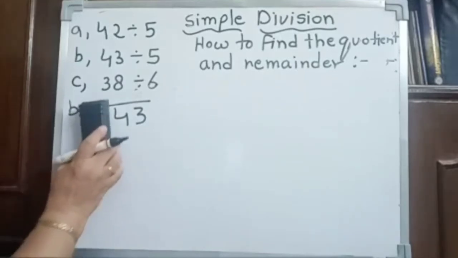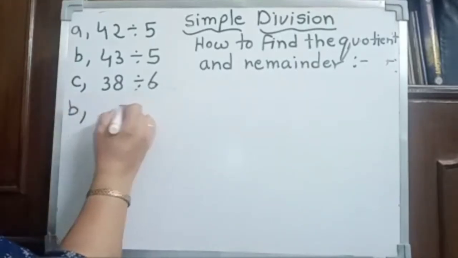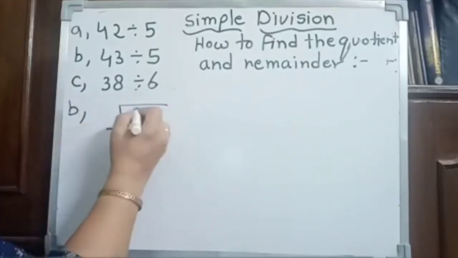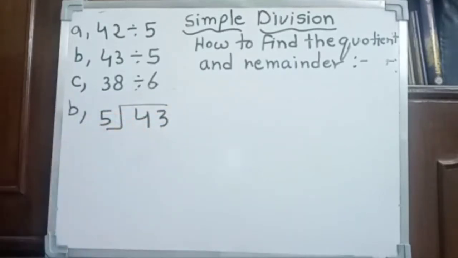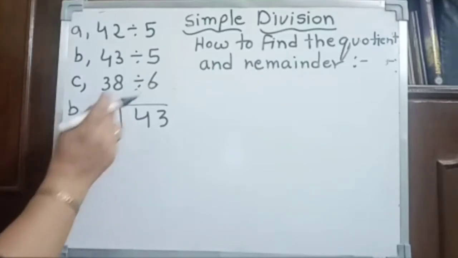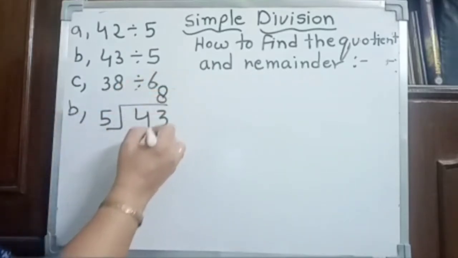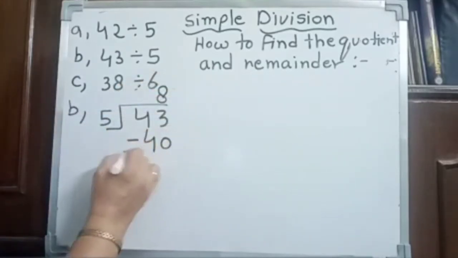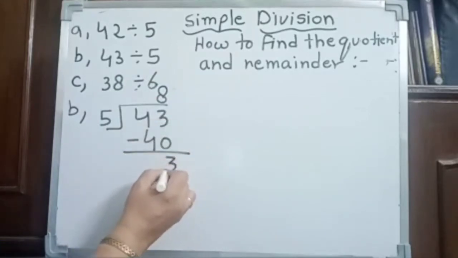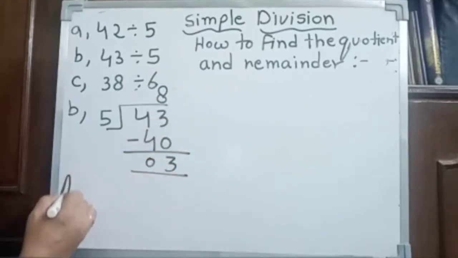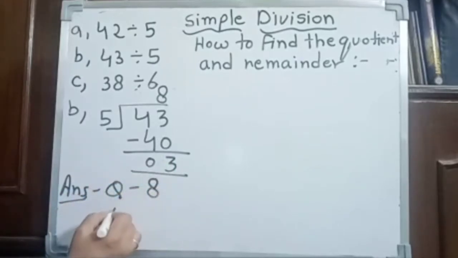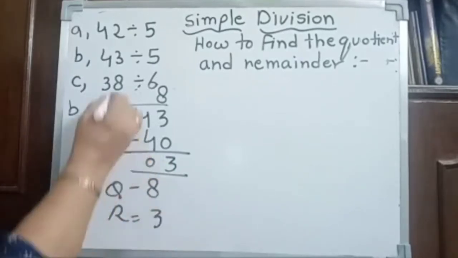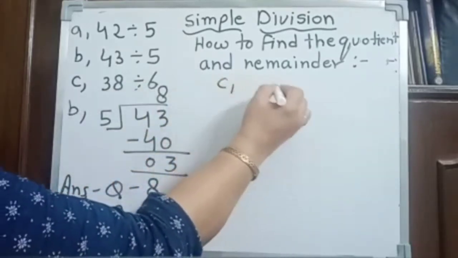Once again, I am telling you how to do this. Put lines here and here, like that. 43 divided by 5. Again we have the same. 5 eights are 40. 3 minus 0, 3. So the answer is, quotient we have 8, remainder we have 3. Now come to the next number.